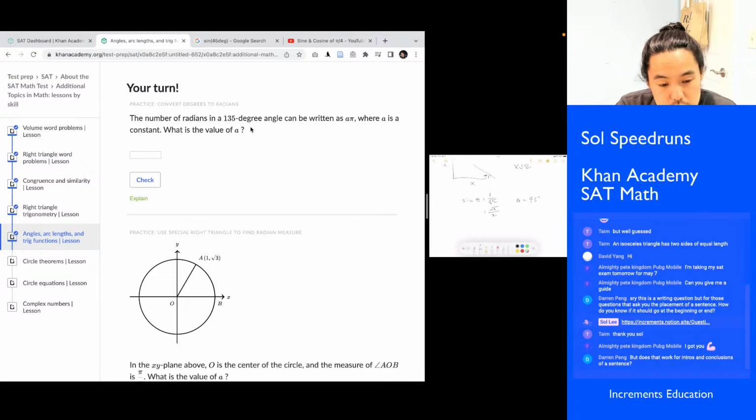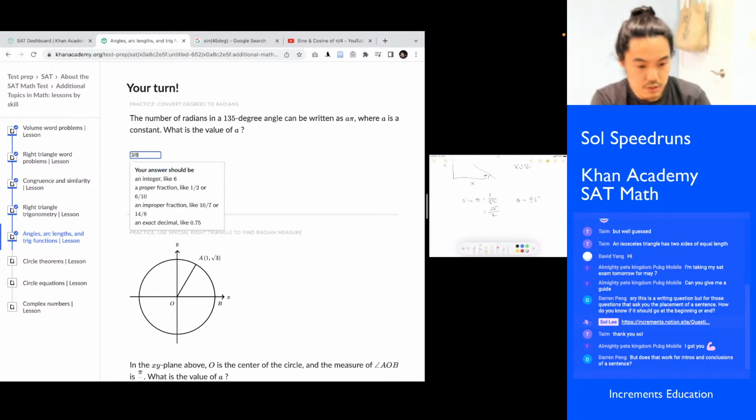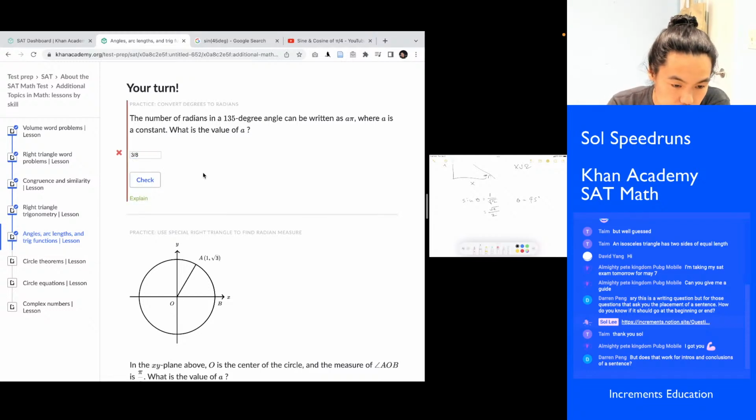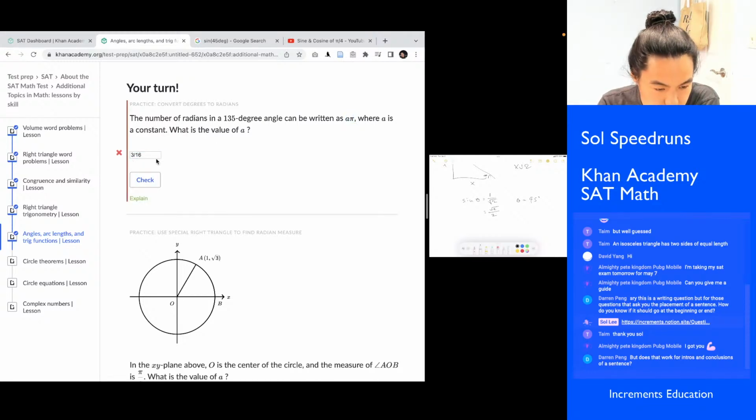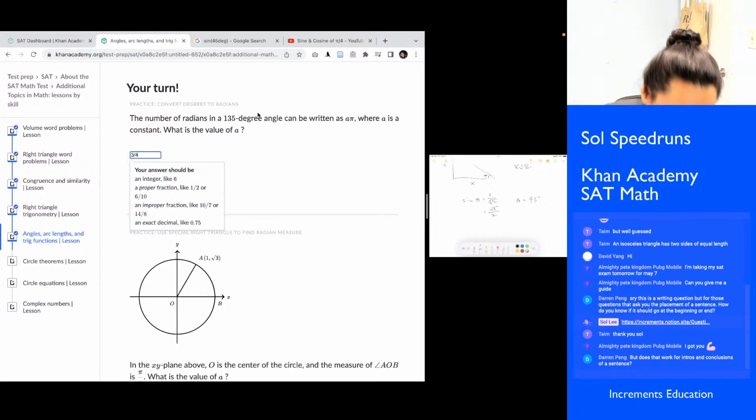The number of radians in 135. 135 is 90 plus 45, so that's 3/8. So 3/8. 3/8, my man. Oh, what? Oh, it's 2 pi, right? So is it 3/16? Or is it 3/4?